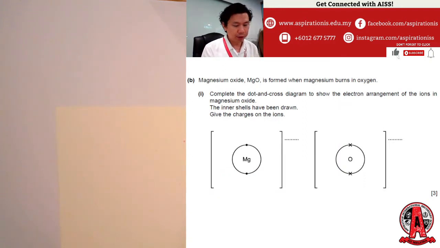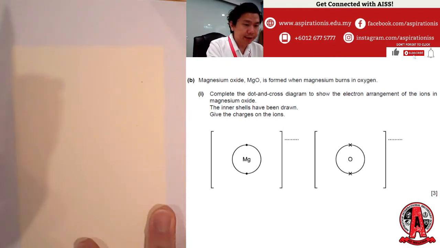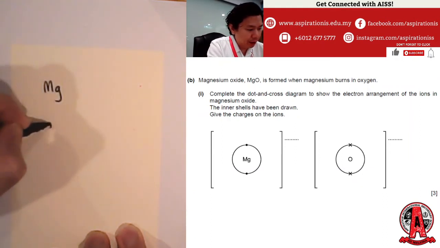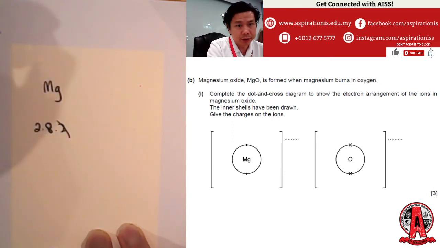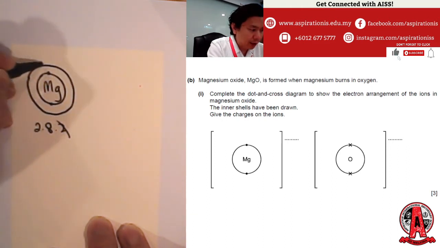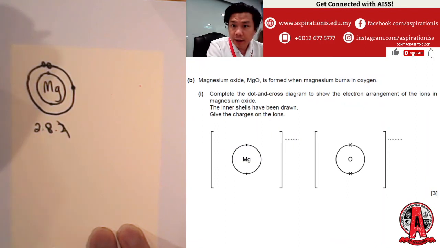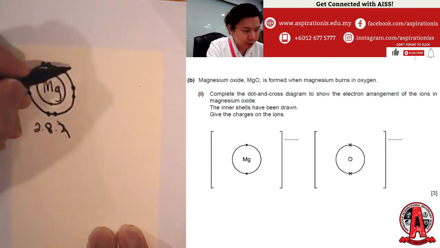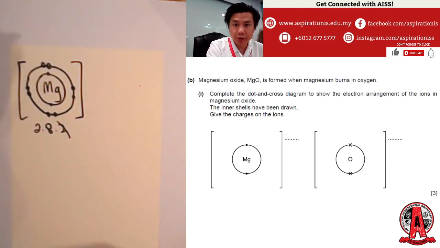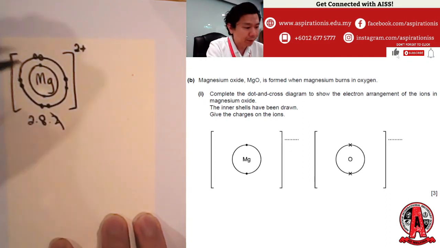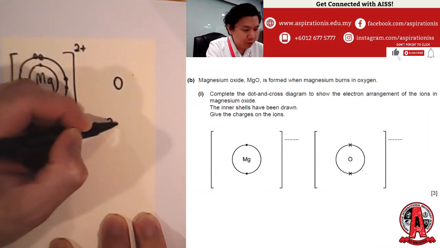So you need to refer to your periodic table, and you need to know that magnesium is actually 2.8.2, so it donated 2 electrons, so you have 2.8. So this is given, and then you need to illustrate the other 8 electrons on the outer shell. So you have lost 2 electrons, so your charge is 2 positive. Right? Make sense? Okay. Now for oxygen, you have 2.6.